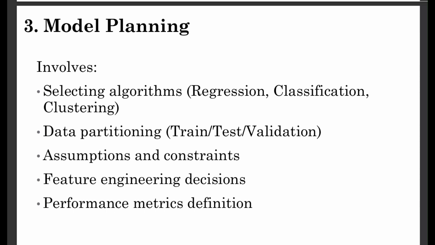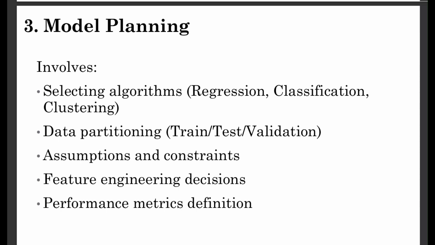You choose appropriate algorithms: regression for continuous targets, classification algorithms like decision trees and SVM for categorical targets, clustering for unsupervised problems. And data partitioning: deciding how to split your data into training, testing, and validation sets. A common split is 80% training and 20% testing. For smaller datasets, cross validation is preferred.